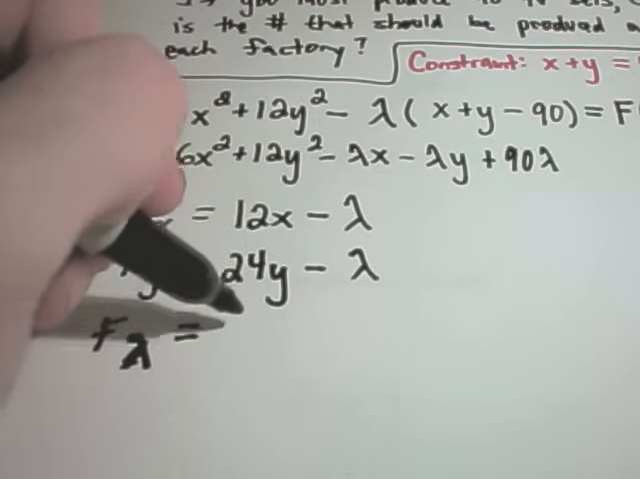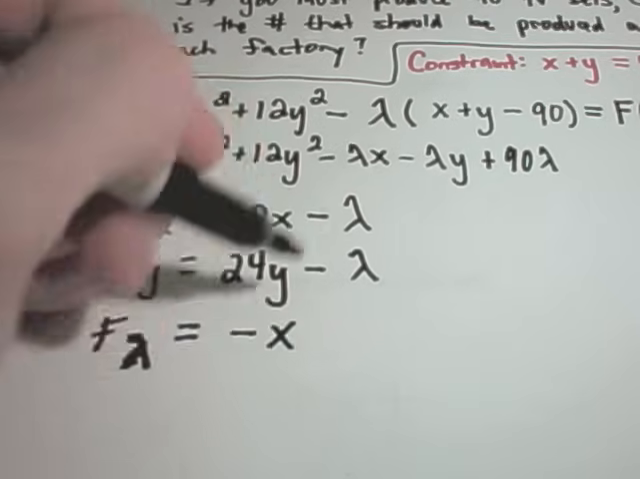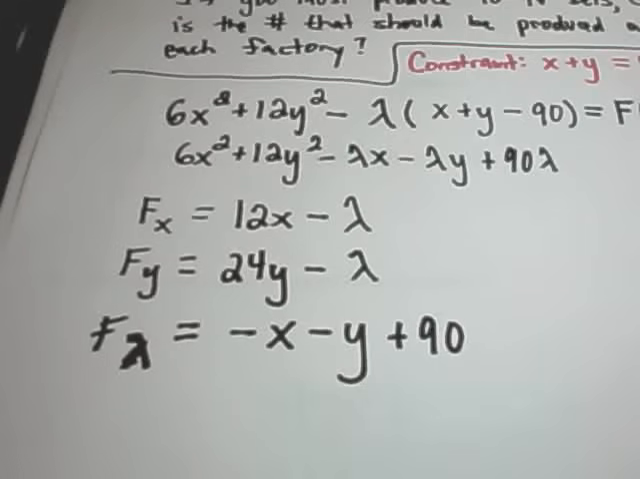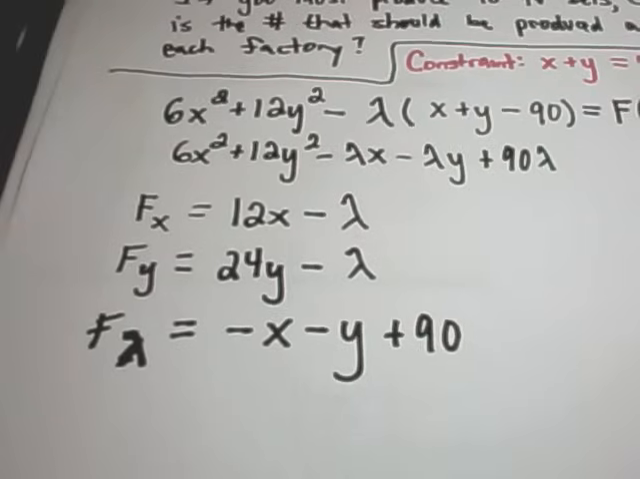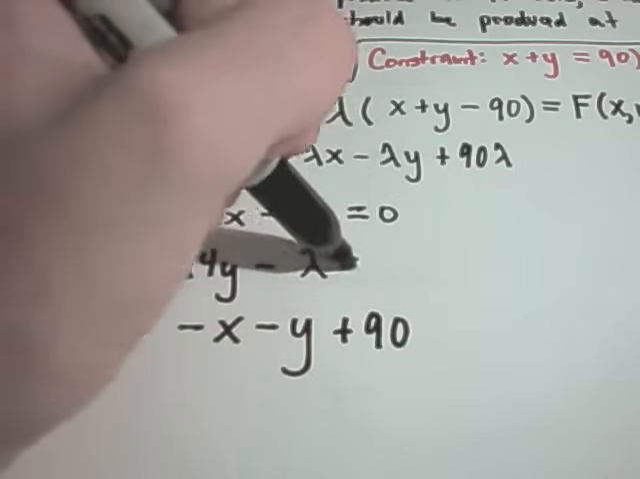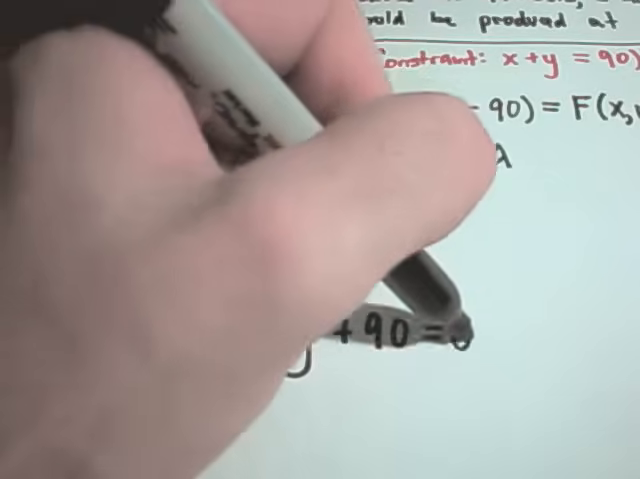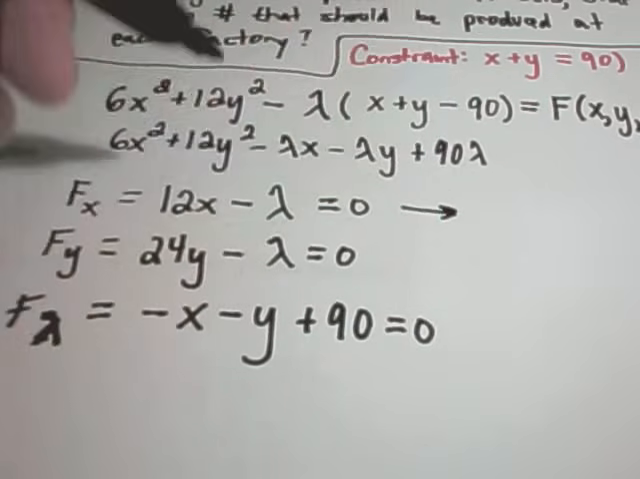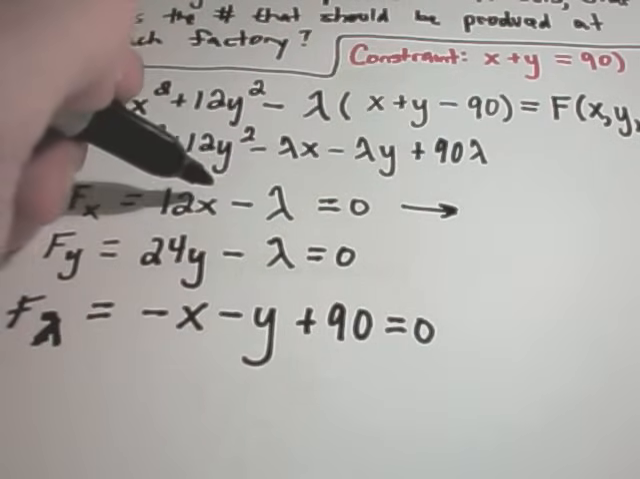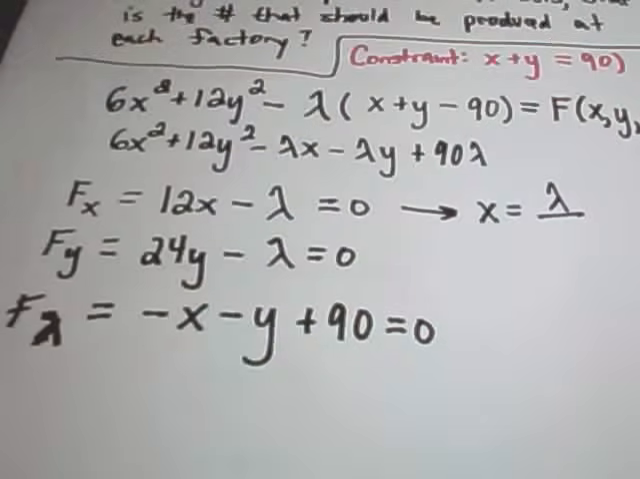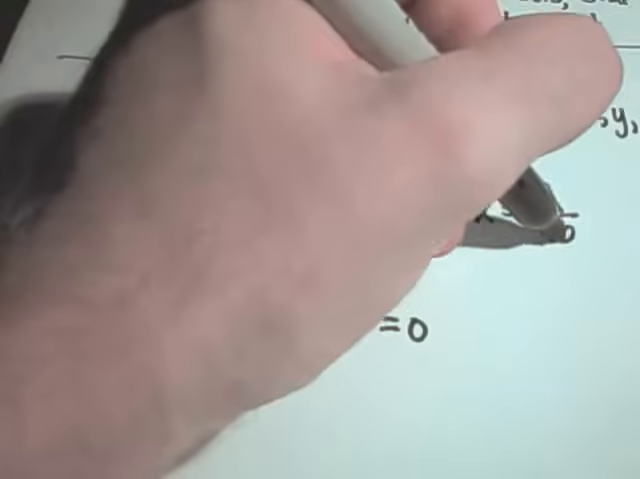It looks like I'm going to get a minus x term, a minus y term, plus 90. Okay, so now what we have to do is set each of these equal to 0 and solve. If I set this first one equal to 0 and solve for x, I could add lambda to both sides and get that x equals lambda over 12.